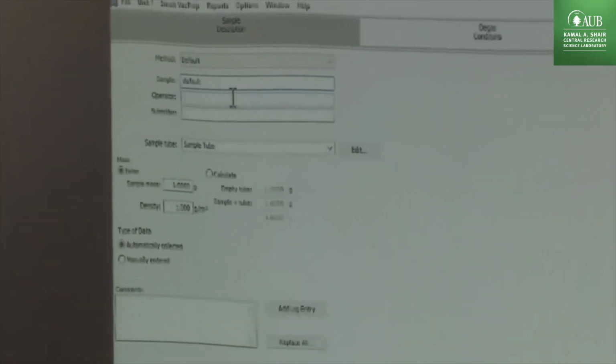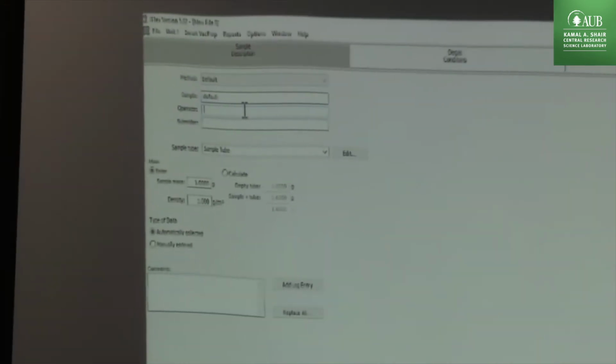Then the operator who is going to operate the system has to put his name, just in case there's some failure in the system, so people know you ran the sample last night and who did it. And the submitter, if it's not your sample but somebody else's, you can tell who gave you the sample. All the samples must be calcined. This is one of the conditions.